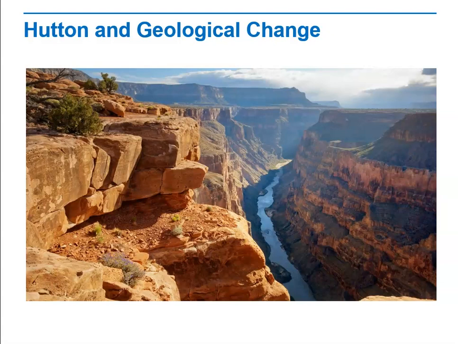Hutton realized, for example, that certain kinds of rock are formed from molten lava. Lava is the material that comes out of volcanoes, and when it cools and hardens, it forms rock, and Hutton was able to identify what types of rock were formed from this molten and cooled lava.